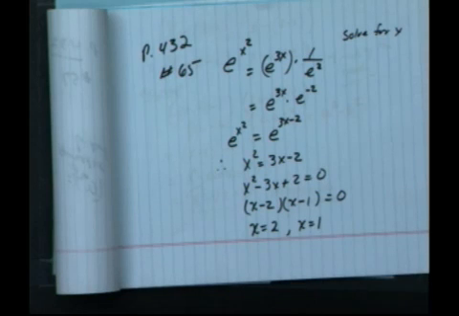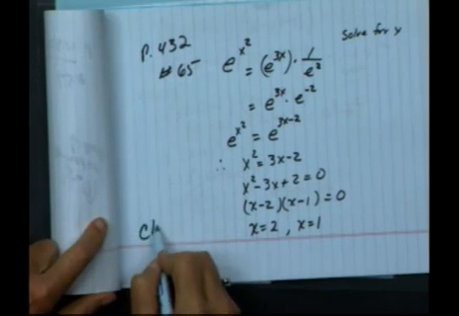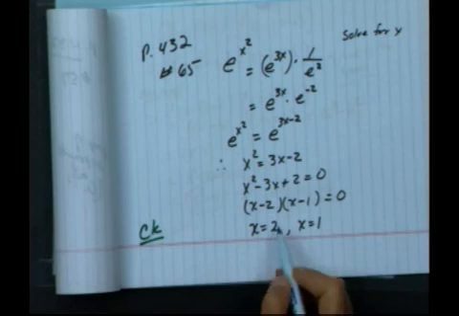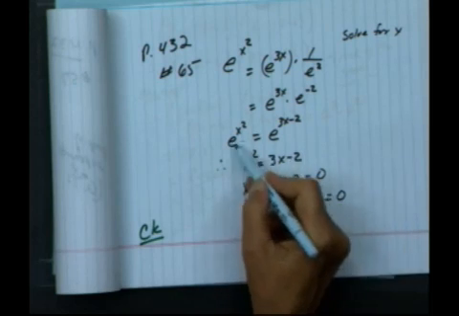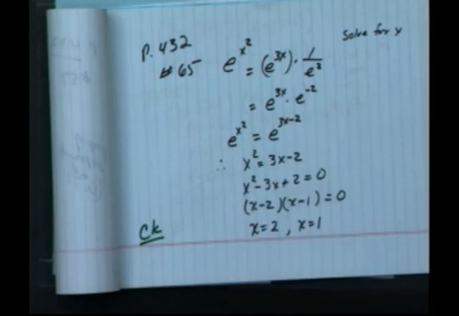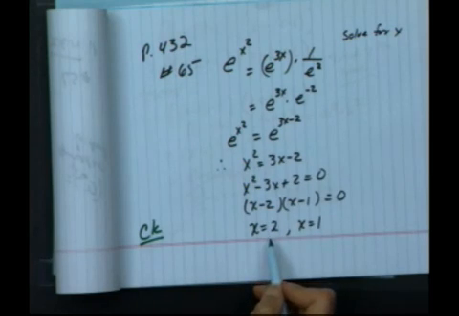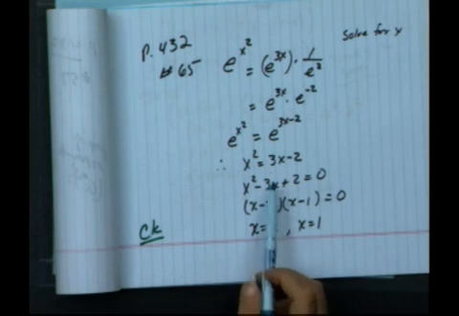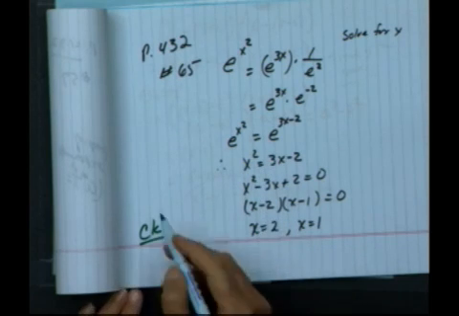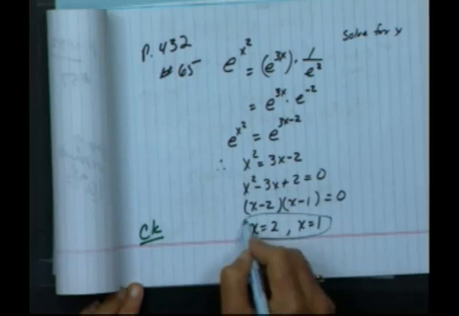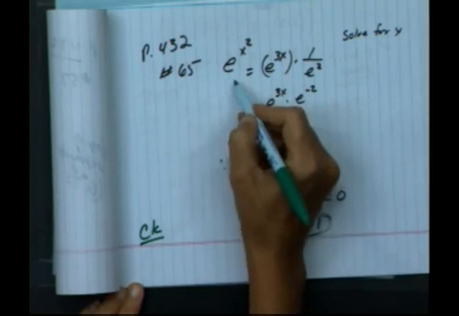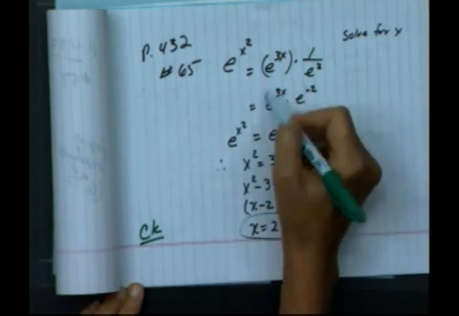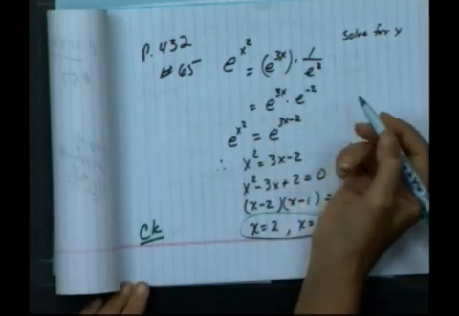Suppose we want to check this. Let's check and see. Where do I plug in 2? Do I plug it in right here? Which step do I substitute the 2 in? Would it be step x squared equals 3x minus 2? Okay, anytime you're going to check an answer, you always go back to the original problem before you started simplifying and playing with it.